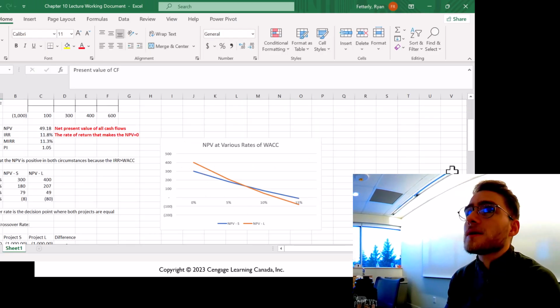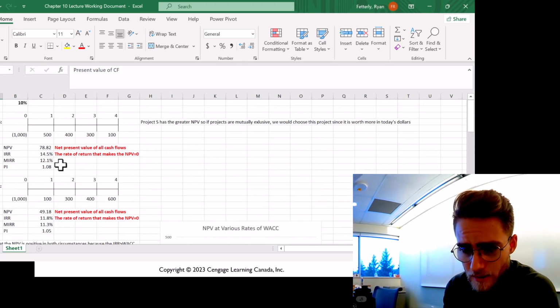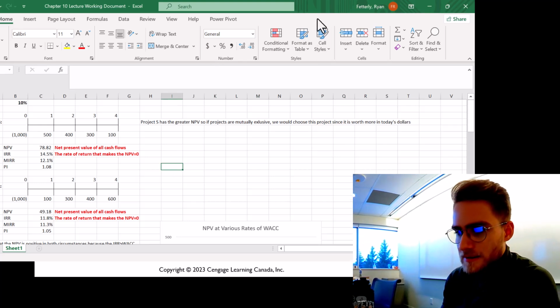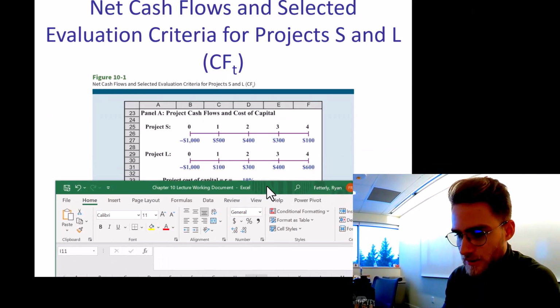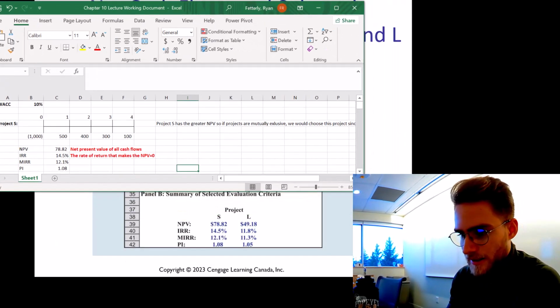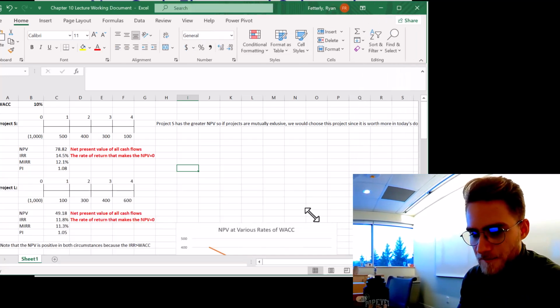Okay, so it looks like everyone can see my screen, which is excellent. Okay, so it gives you two projects, and I'm just going to double check to make sure the numbers are lining up. 500, 400, 300, 100, 100, 400, 600. Yep, it looks like they are. Okay, excellent. So we'll open this up a little bit. You have two projects, right?